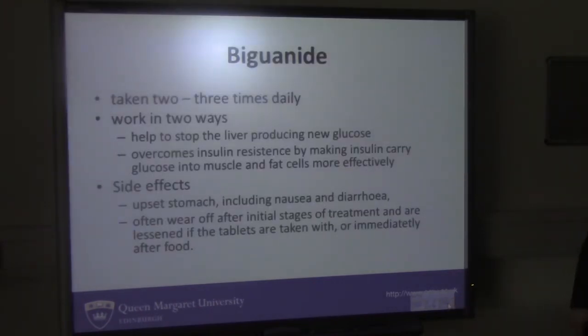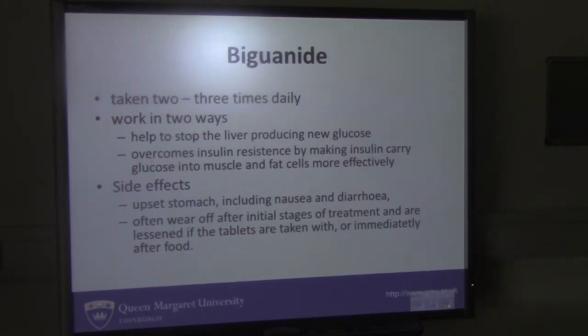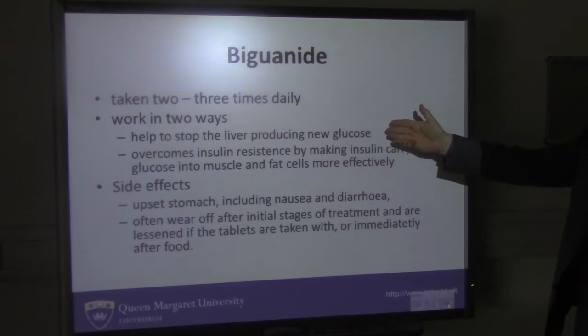The Biguanides, 2 to 3 times a day, they're taken. They help stop the liver producing glucose, so they stop gluconeogenesis, the production of new glucose, and they overcome insulin resistance by making the insulin carry the glucose into the muscle and the fat more effectively. So a bit like the first class we spoke about, they make the insulin work better, but they also stop the production of new glucose.